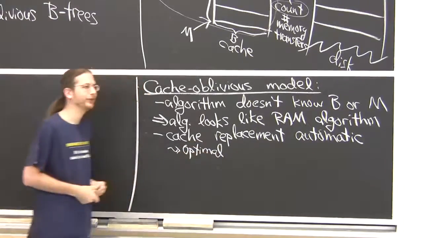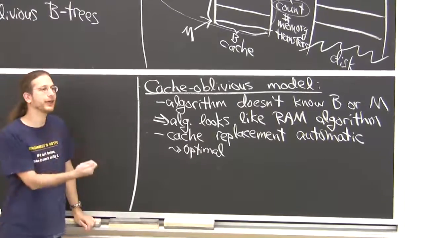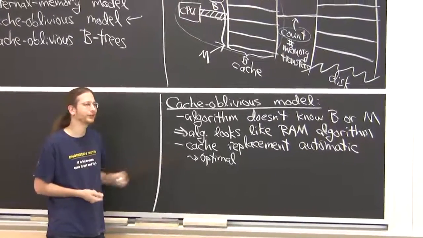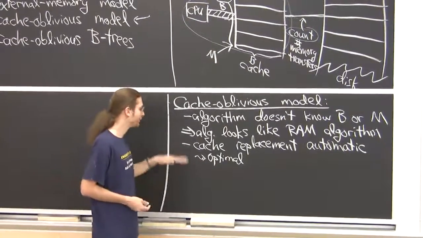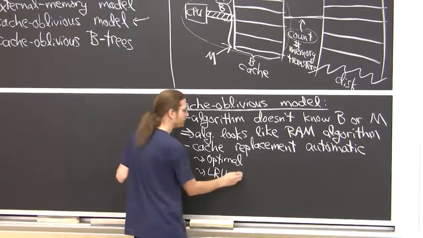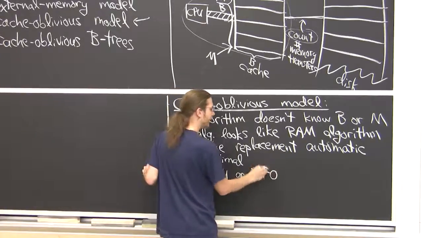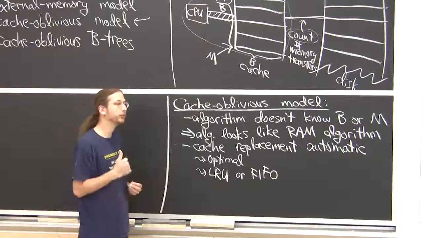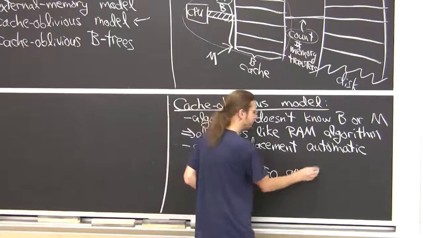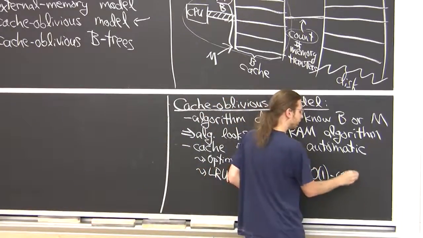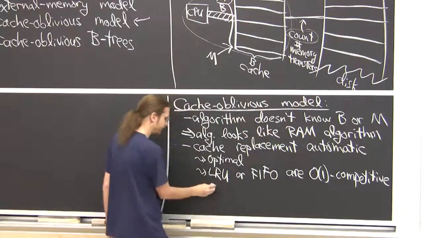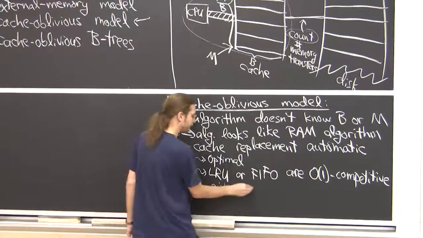This is an offline notion: the block we kick out is the one that will be used farthest in the future. This is very hard to implement in practice because you need a crystal ball. But the good news is you could use something like LRU, least recently used, kick that guy out, or even a very simple algorithm, first in, first out. The oldest block that you brought in is the one that you kick out. These are actually very close to optimal. They're constant competitive given a cache of twice the size.